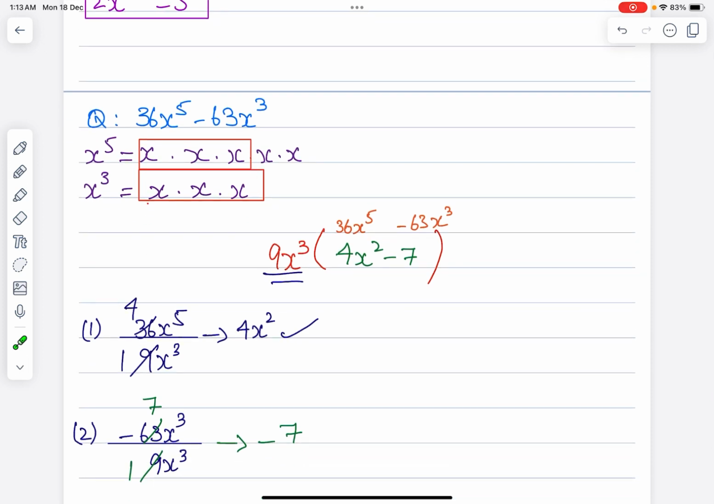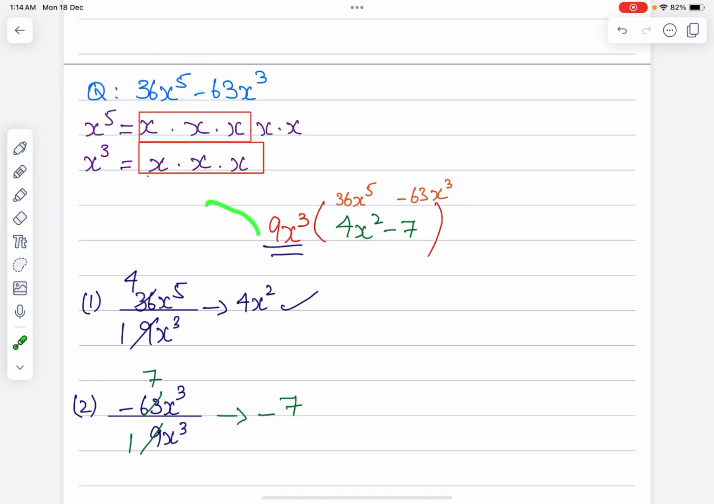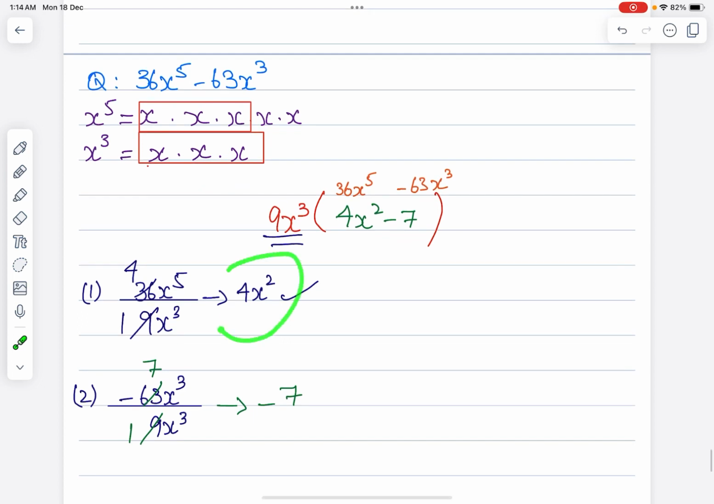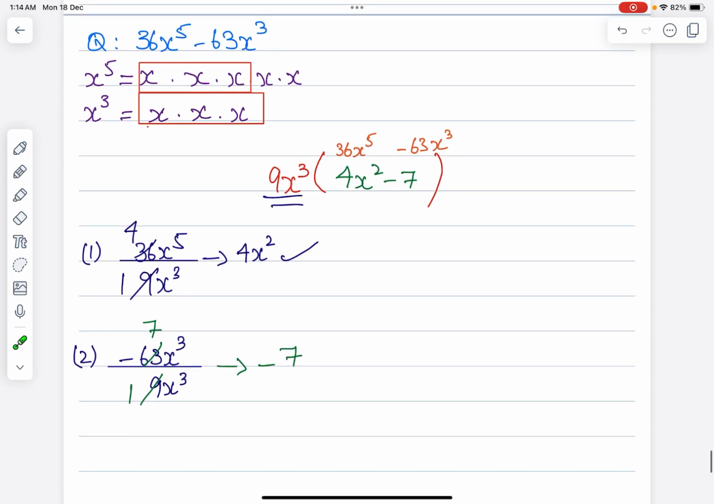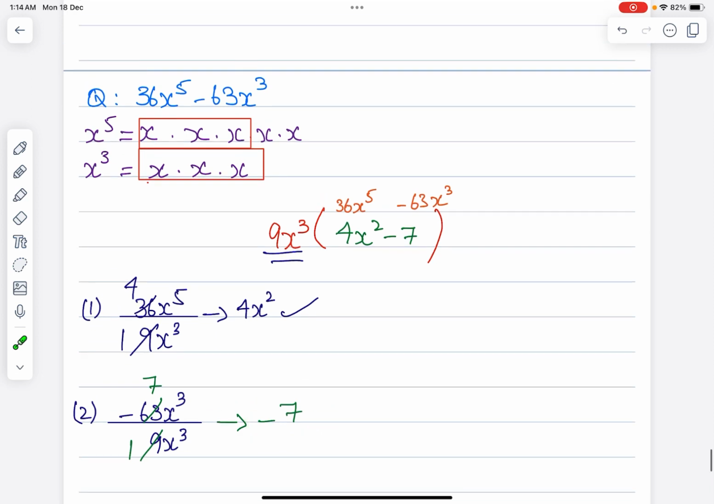So I told you can either do it directly, or what you can do is divide both of your terms by the greatest common factor, which we have found before this step. What do you get from this side? You get 4x squared. What do you get from this step? You get negative 7. Open the parenthesis, put it as this. Done. The last step, multiply 9x cube by both of these terms and check whether you get the same answer. You multiplied this, you got this. You multiplied this with this and you got this. Compared it with your answer and that was the same. That means you have done everything correctly.